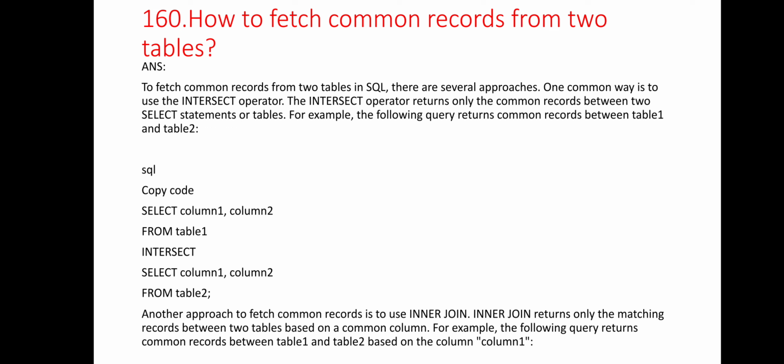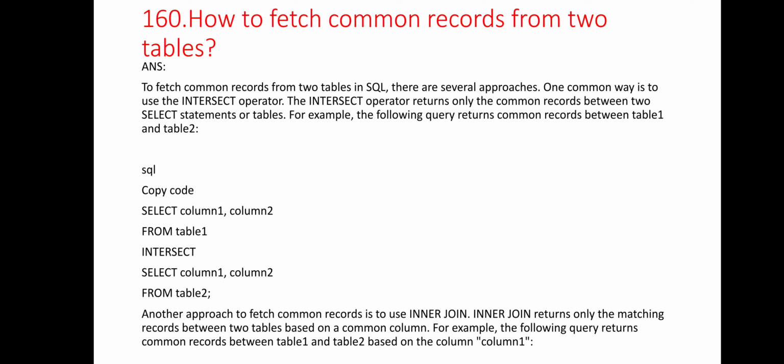How to fetch common records from two tables? To fetch common records from two tables in SQL, there are several approaches. One common way is to use the intersect operator. The intersect operator returns only the common records between two select statements or tables. For example, the following query returns common records between table1 and table2: select column1, column2 from table1 intersect select column1, column2 from table2.